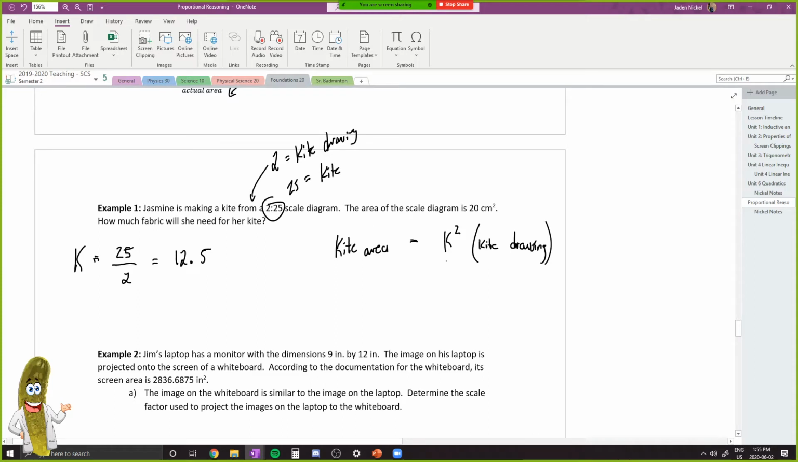I can plug in some of my values that I know here. Kite area is equal to 12.5 squared times 20 centimeters squared. And I put a huge gap in between my centimeters and the 20 there. There is a specific reason I did that.